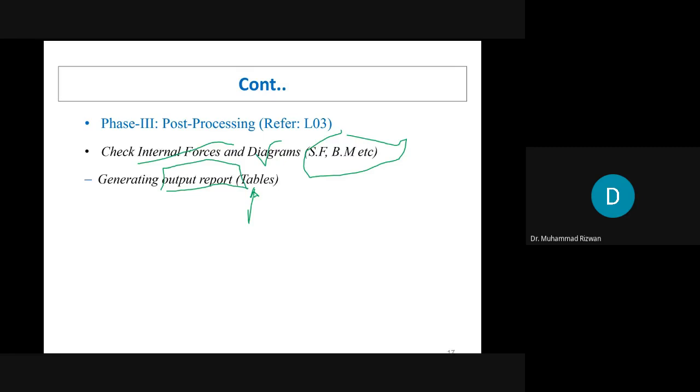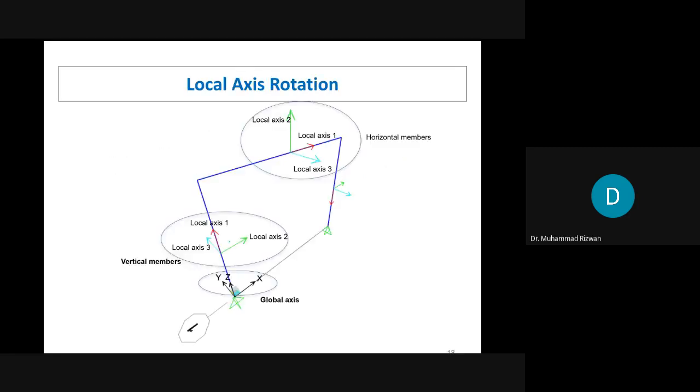Then we had some local axis discussion, if you remember. This is the global axis, and these are very important. You can see that for each horizontal or each vertical element, we have its own local axis. But remember, the local axis changes with the orientation of the members.